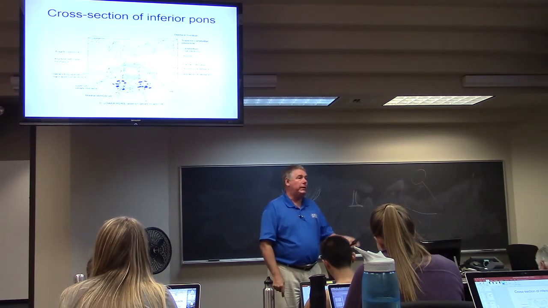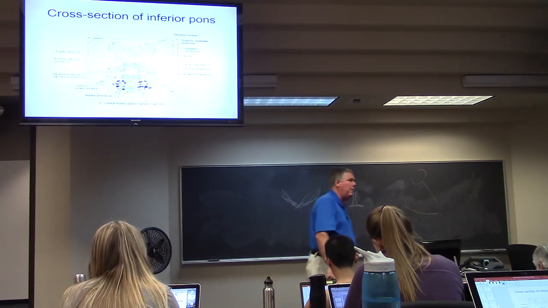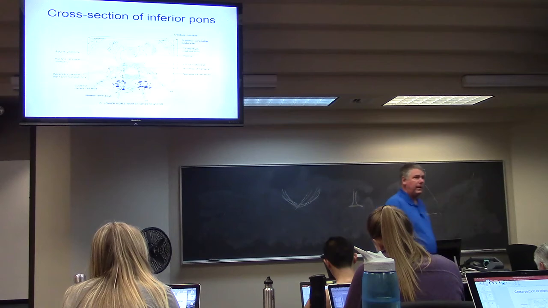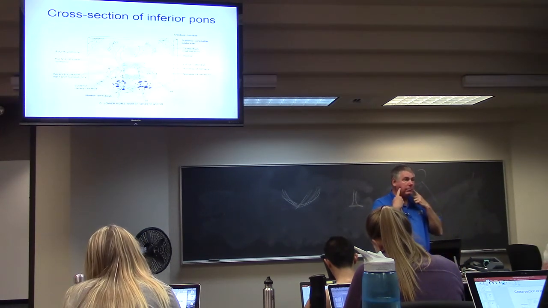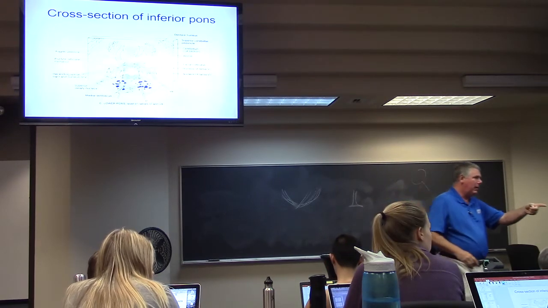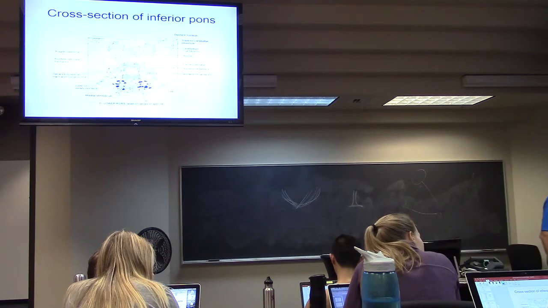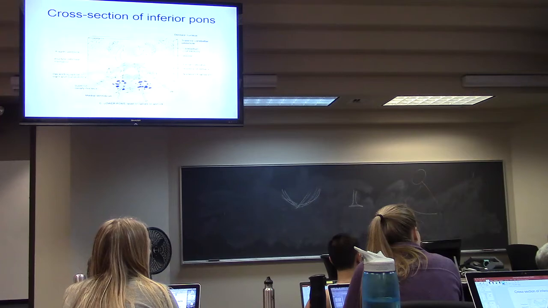Then there's the motor nucleus of 7, going to the branchiomeric muscles. What are the branchiomeric muscles of 7? 5 are muscles of mastication. Facial expression? The what? Caleb, you said what? Exactly. Now, what are the muscles of expression? Facial expression.